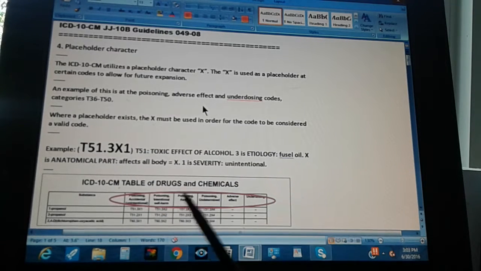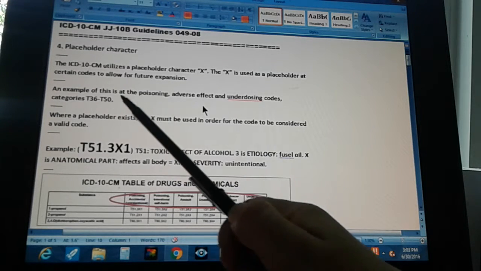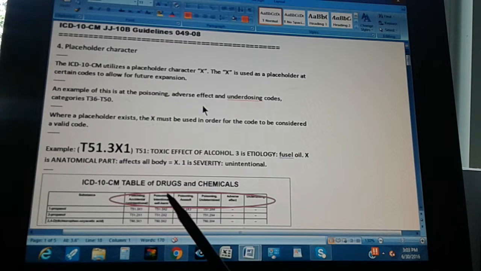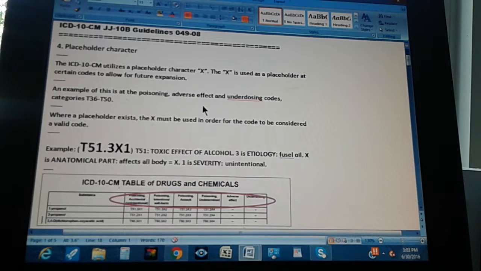This is the part of the table where you're going to find a lot of these placeholders, the table of drugs and chemicals. And it tells you right here from T36 to T50, so you can review those. That's our theory for today. Now let's do a problem.